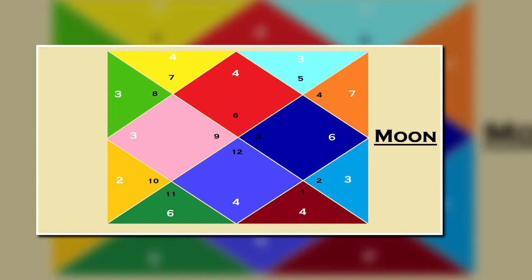This is the Ashtakvarga of Moon. 7 points given to the 11th house, but only 2 points distributed to the 5th house.